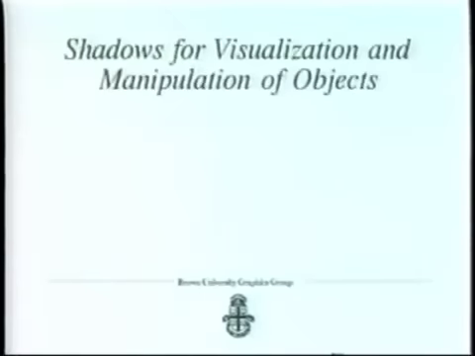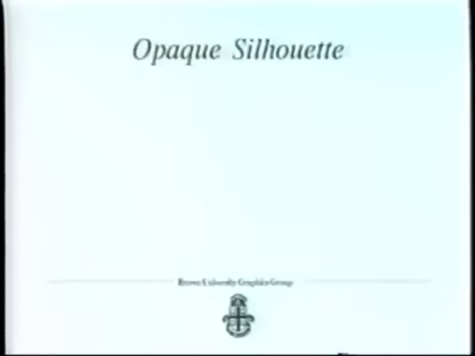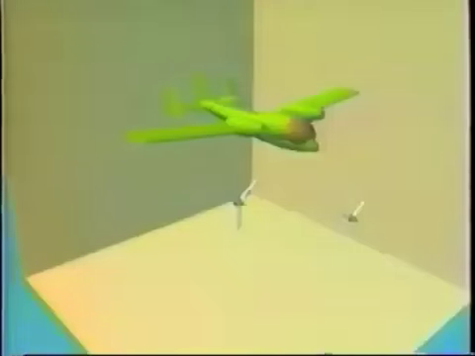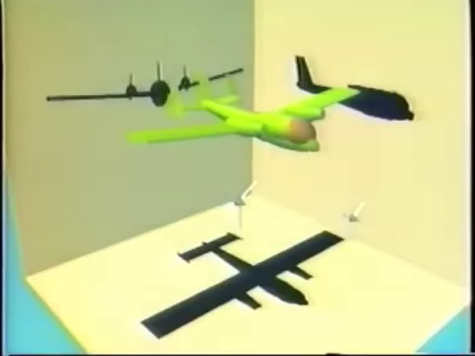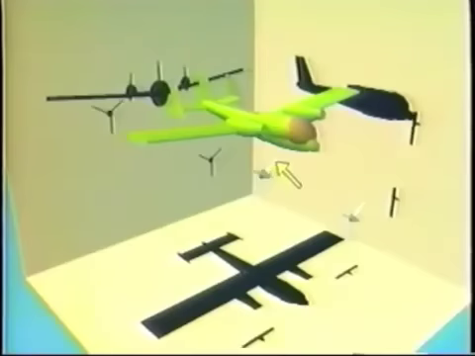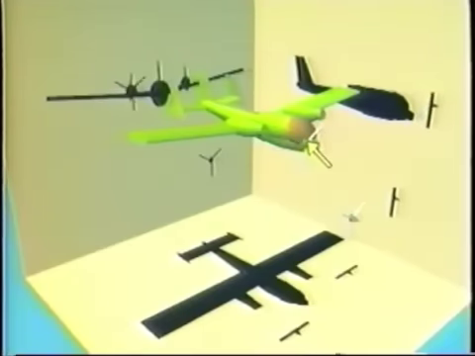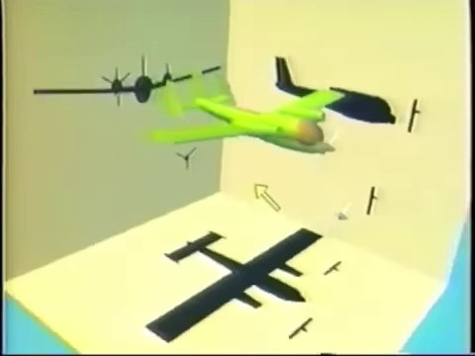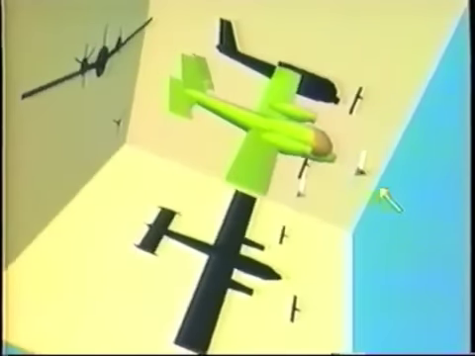This tape demonstrates some of the techniques developed for using shadows and mirrors to visualize and manipulate 3D objects. The opaque silhouette shadow helps the user determine where an object is actually located relative to other objects in 3-space. In this segment, the user directly manipulates a propeller and checks his progress by monitoring how the propeller lines up in the 3 shadow views. The shape of the silhouette provides the perceptual cue needed to correlate the shadow with the 3-dimensional object.